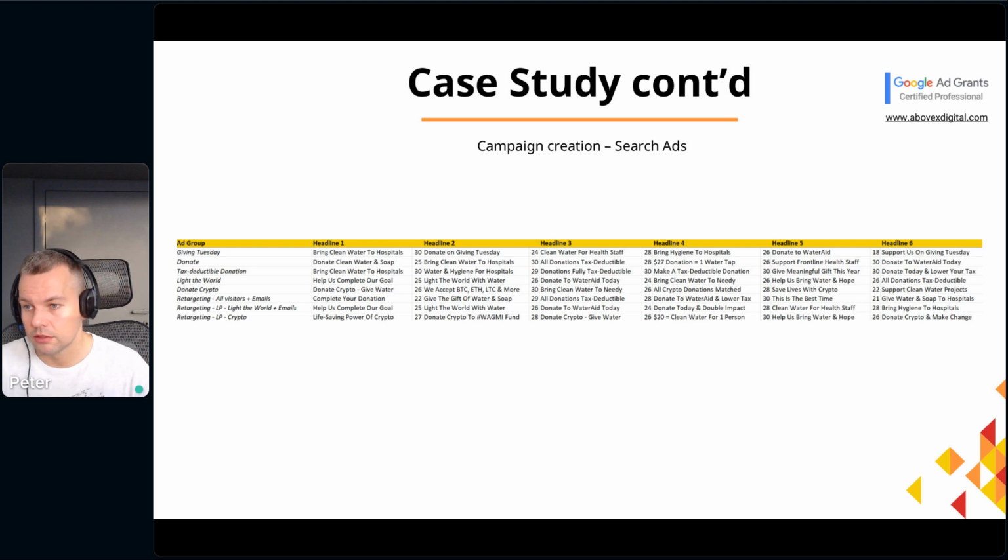I know it's probably a little bit too small, but hopefully you can see that. These are just some of the ads that we created for them. Right, so as you can see here, we had a different ad copy for Giving Tuesday. You can see it over here. We had a different ad copy just for a generic donation campaign. We had a different campaign for tax deductible donation keywords. Then they had a campaign where people could donate cryptocurrency. So we had a different landing page, different ad copy here.